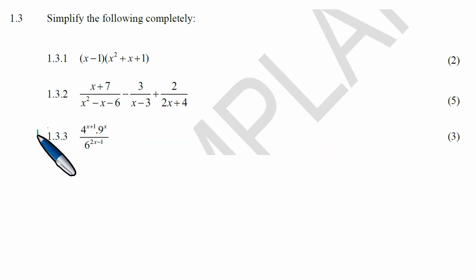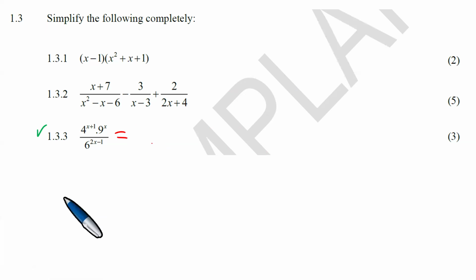1.3.3. This one. What do you do with this one, Paul? This guy. 2 to the power of x times 2 to the power of 1 times 3, times 3 to the power of 2, to the power of x. Okay, please say again. What do you write? 2 to the power of x. Okay, good. Doesn't matter.